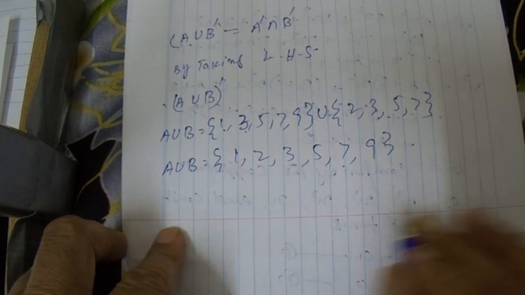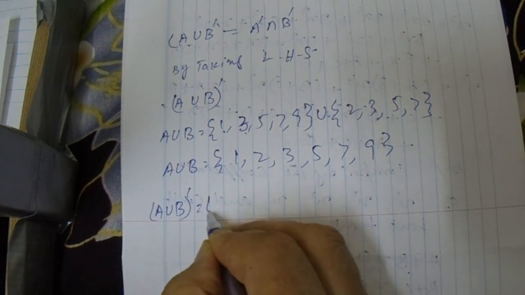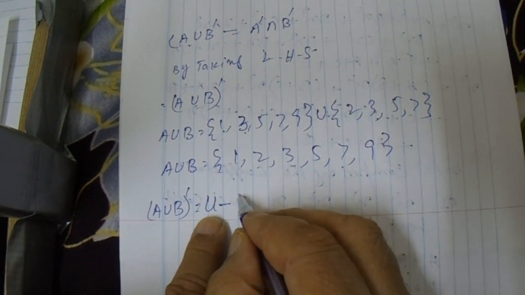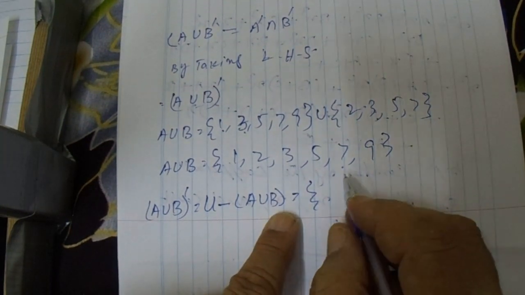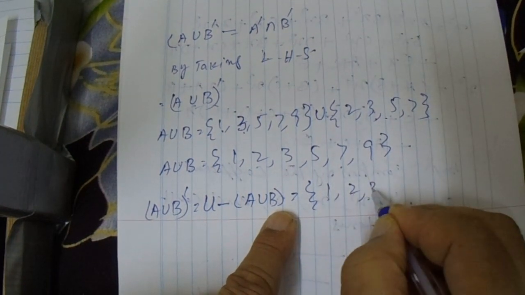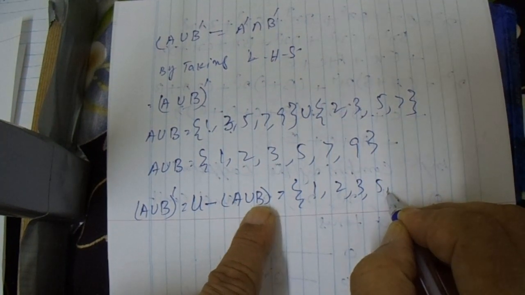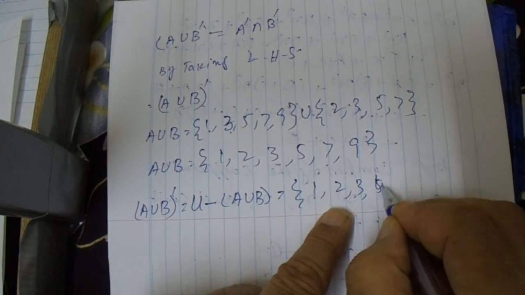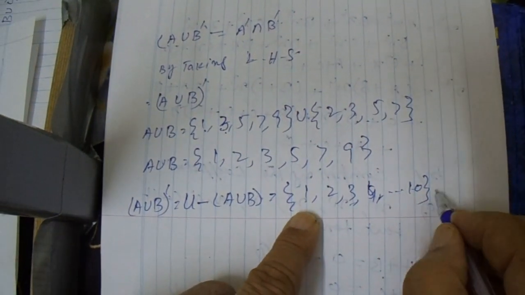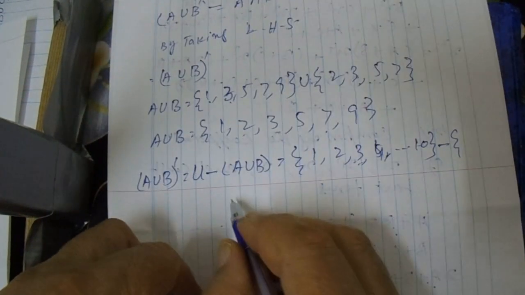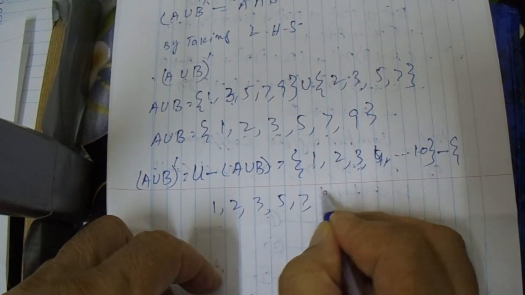This is the complement of A union B, which is equal to U minus (A union B). First we write the universal set. The universal set is 1, 2, 3, 4 and goes to 10. Now this is our universal set minus, and we write this A union B: 1, 2, 3, 5, 7, 9.